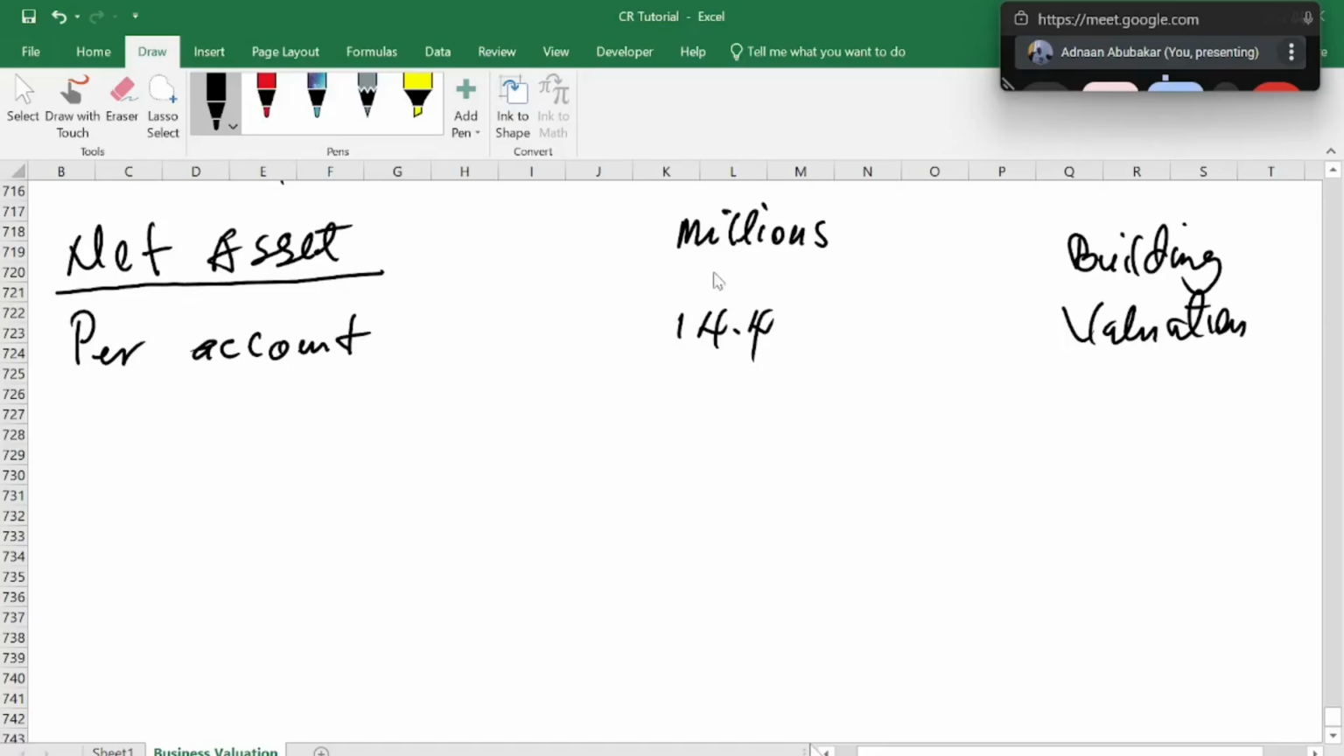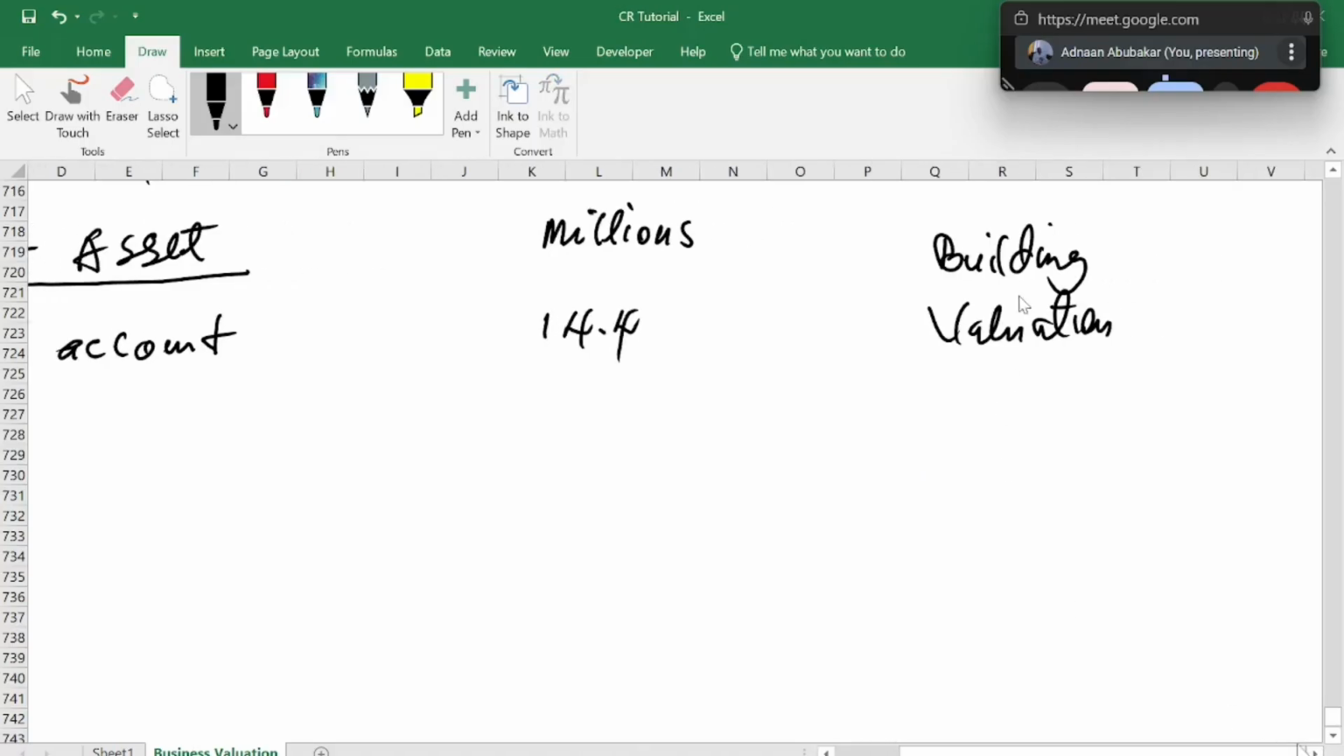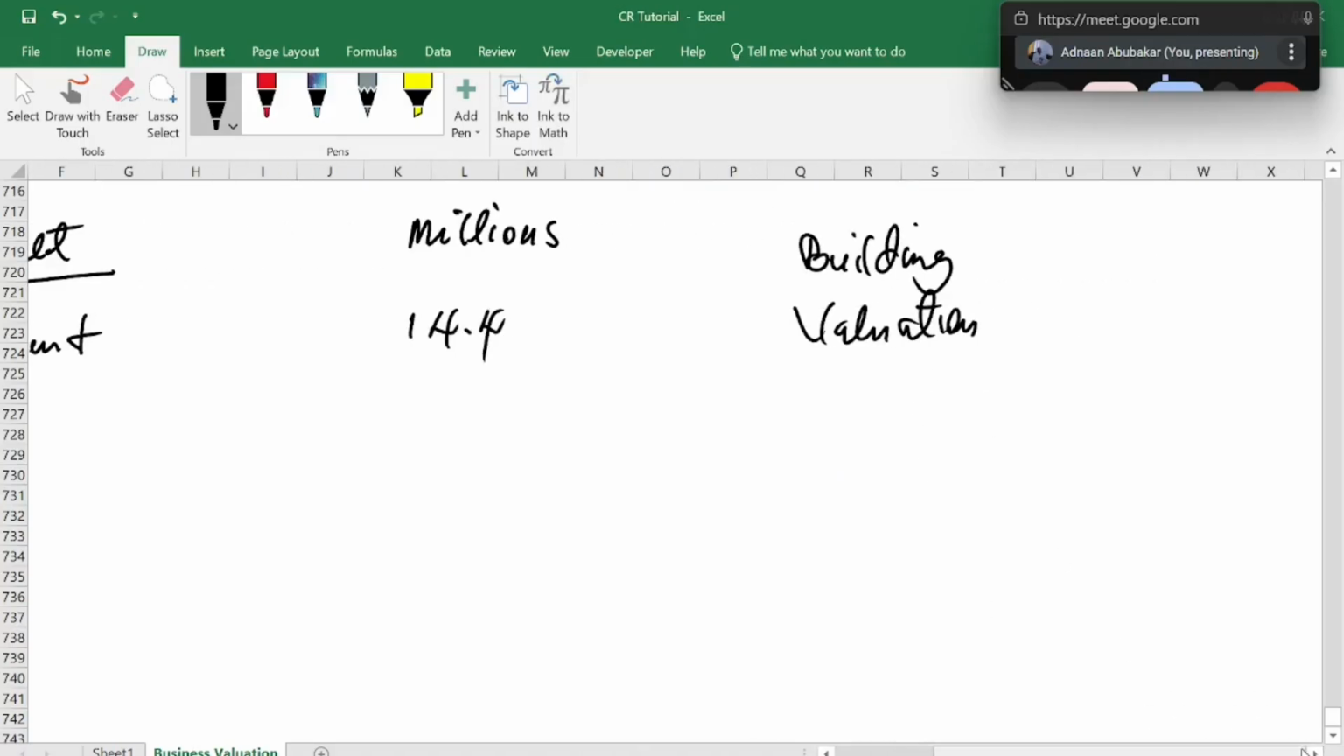Do you understand? Assuming we didn't calculate it, we would have picked the revalued amount in the preparation. So assuming you have maybe a building, you have this building.